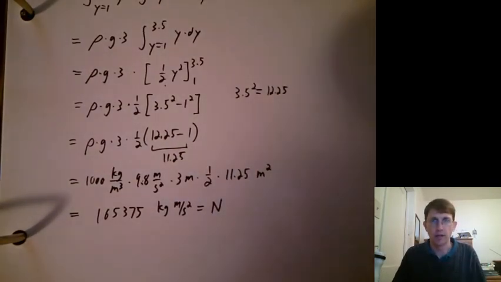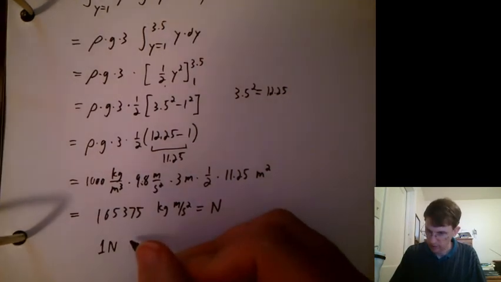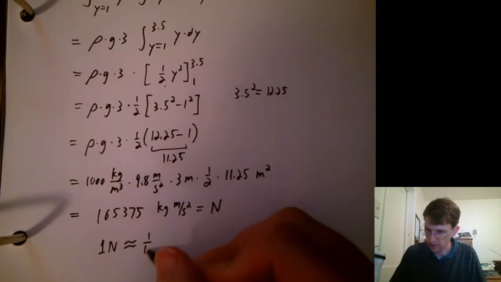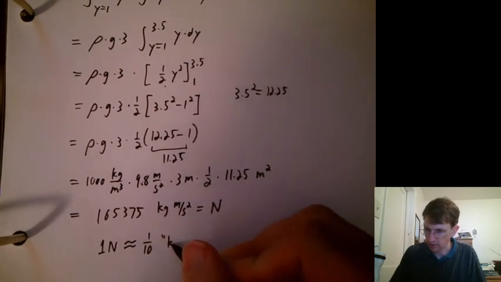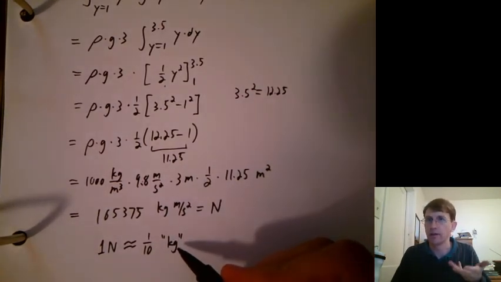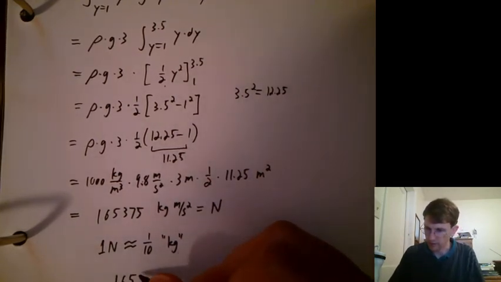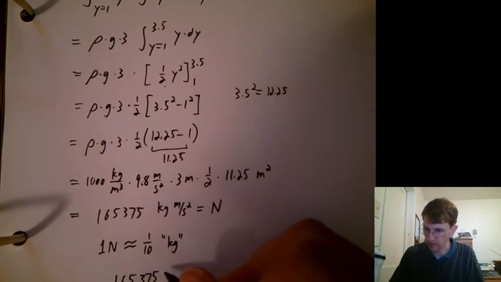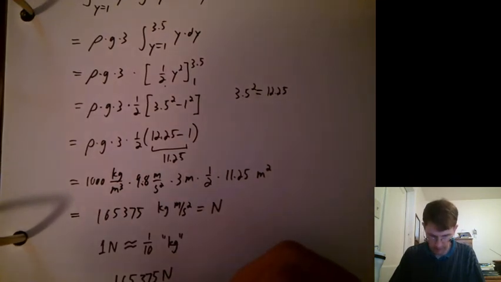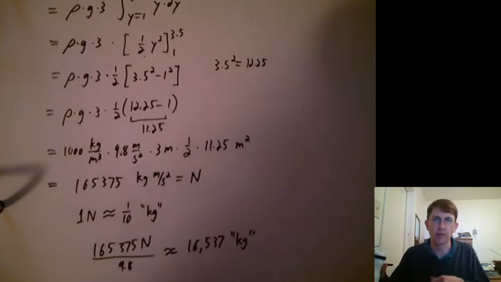Is that a lot of force? Remember, 1 Newton is roughly 1/10 of a kilogram. Now here I really mean kilograms. Here I mean how much a kilogram weighs in terms of force. So what we have is basically 165,375 newtons divided by basically 9.8, and you get 16,537 kilograms of kind of force on Earth.